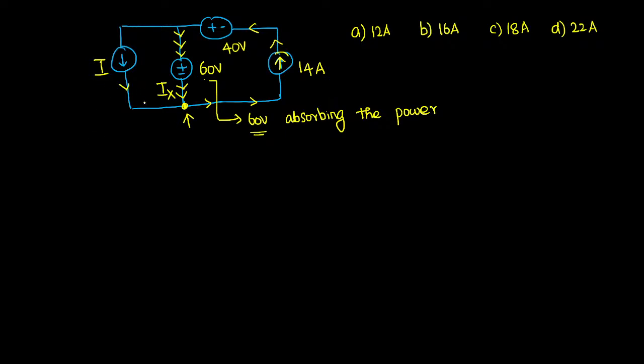This current is also coming in the downward direction. Yes, sir. So the value of I plus the value of IX should be equal to, according to KCL, this is 14 ampere. The branch current is 14 ampere. Equal to 14 ampere. Yes or no? Yes, sir.